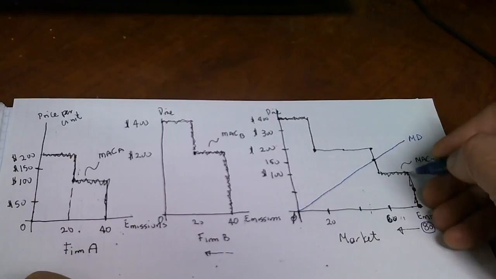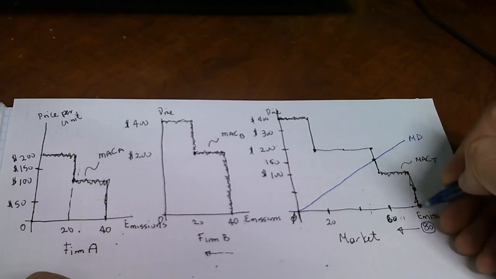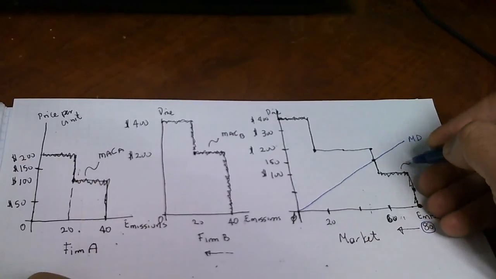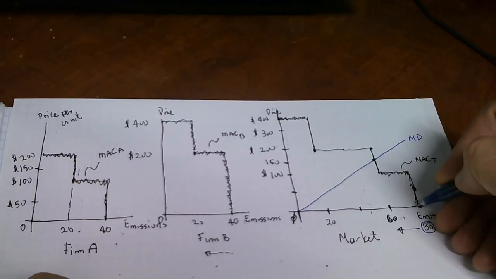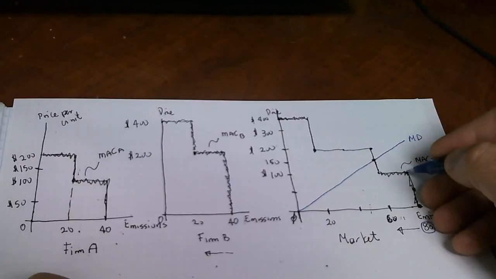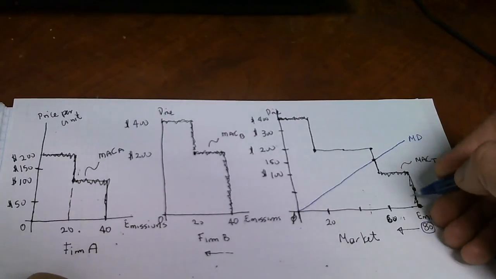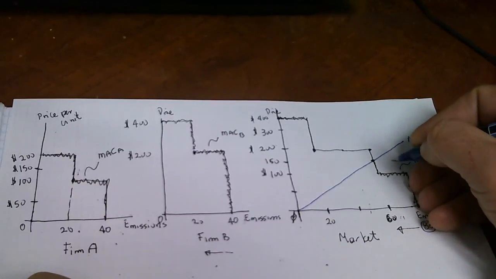So it's costing society $100 to reduce it by 1 unit. So the benefits that we get from reduced damages far exceed the additional cost to society of reducing emissions. So it's optimal for us to go this direction.